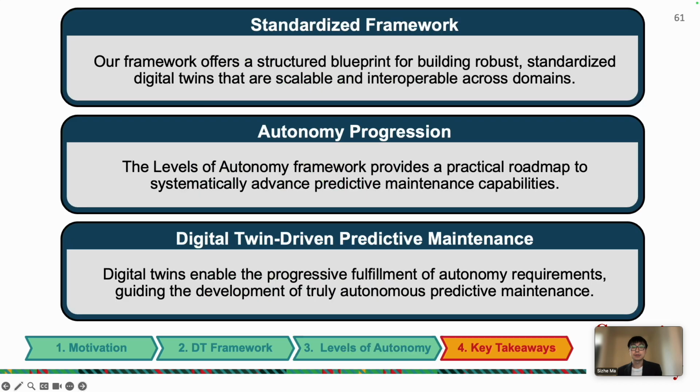And so now let's look at some final takeaways. So first of all, our framework offers a structured blueprint for building a robust, standardized digital twin. And second, the Levels of Autonomy framework provides a practical roadmap to systematically advance predictive maintenance capabilities. Thirdly, digital twins enable the progressive fulfillment of autonomy requirements, guiding the development of truly autonomous predictive maintenance. And that's all for my presentation.